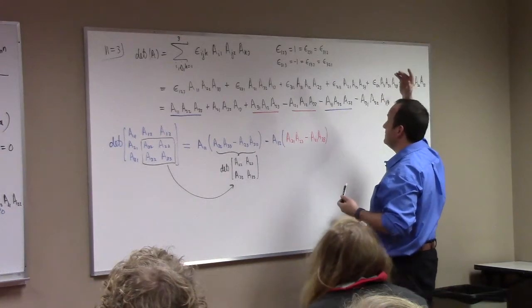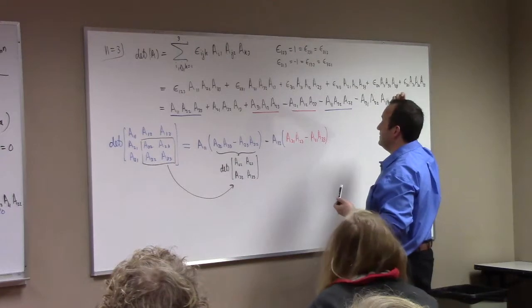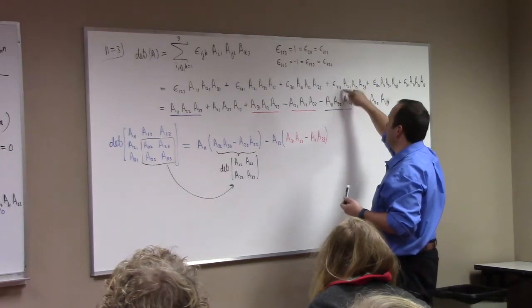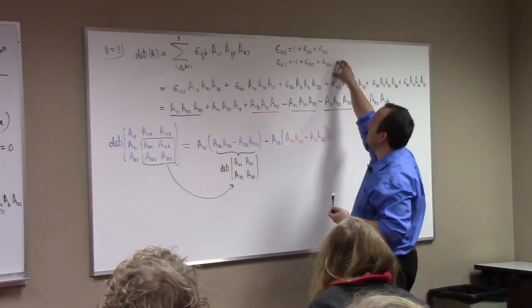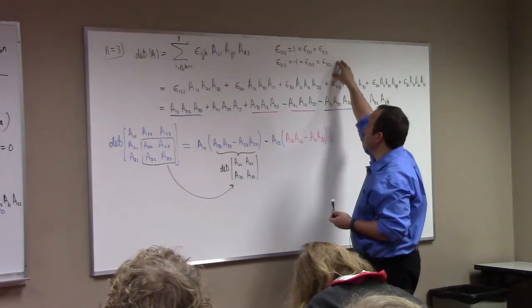You have epsilon 1, 2, 3 and epsilon 2, 3, 1 and epsilon 3, 1, 2 equal to each other. Am I pointing at the wrong one? At the very top, yeah? Those, yeah, you have those equal to each other, but the numbers are switched, so how are they equal?